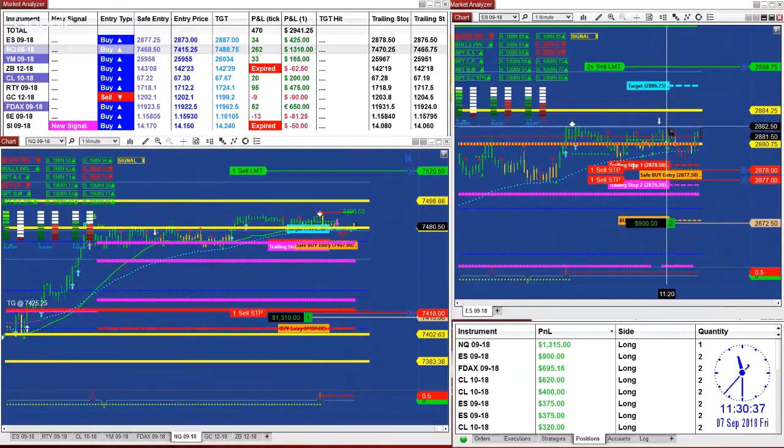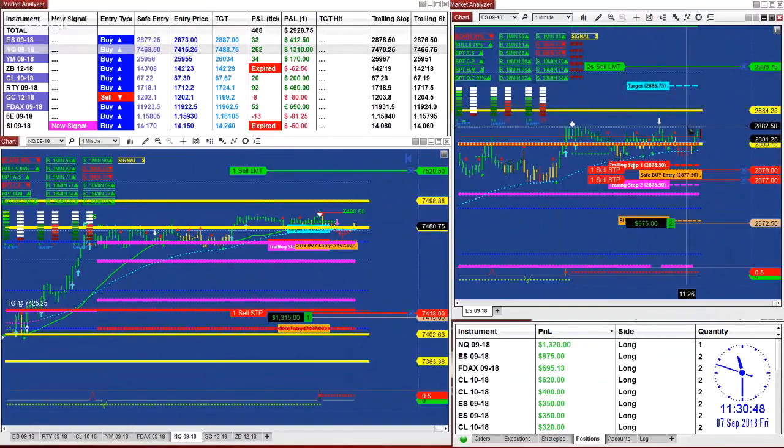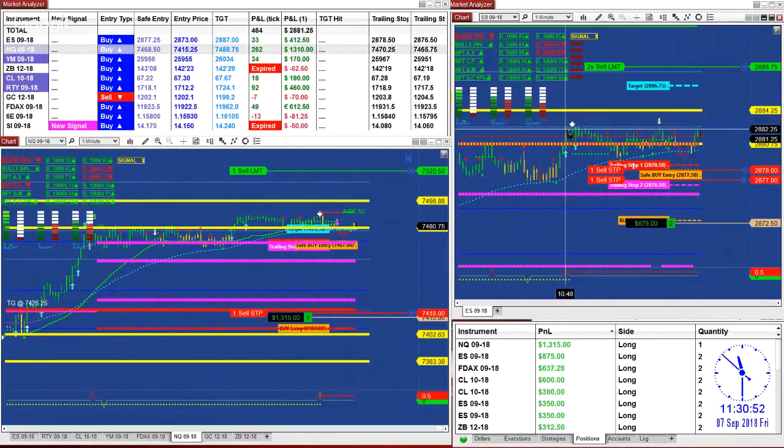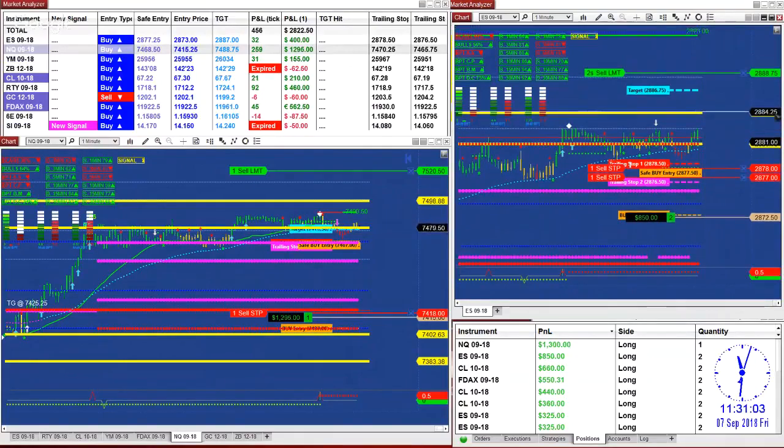We are stuck on the 82.50 on the ES. And look how many times the 82.50 is struggling. It's been since 10:48. The ES has not been able to break the 82.50. So this is really a problem at the moment with the ES.